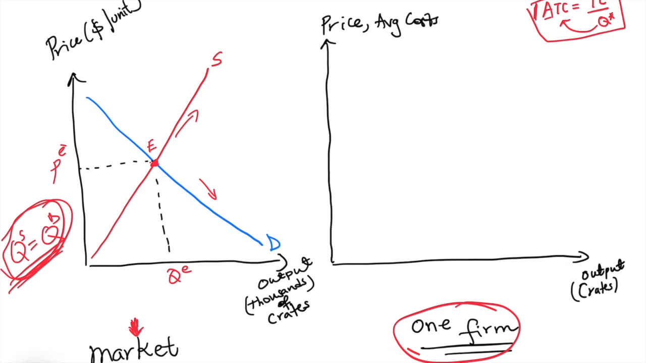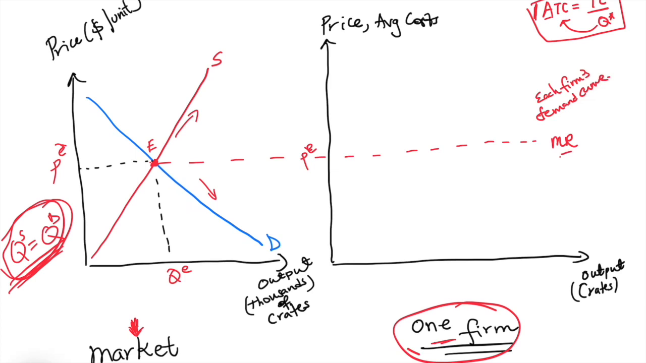Great. So this price, equilibrium price, PE, is going to be indicated to each firm in perfect competition, or in the perfectly competitive market. And so this is PE, but this is also marginal revenue. And it is each firm's demand curve.